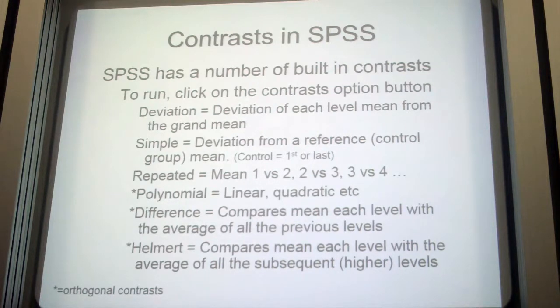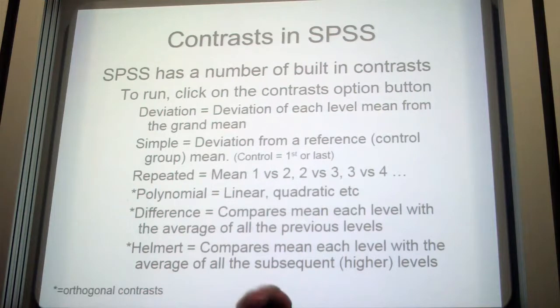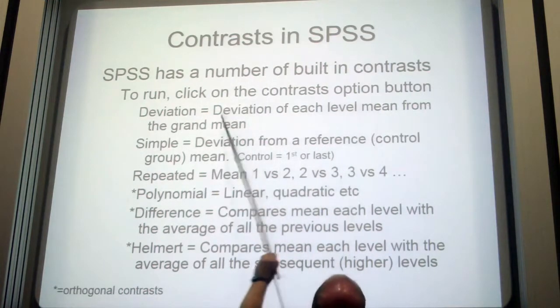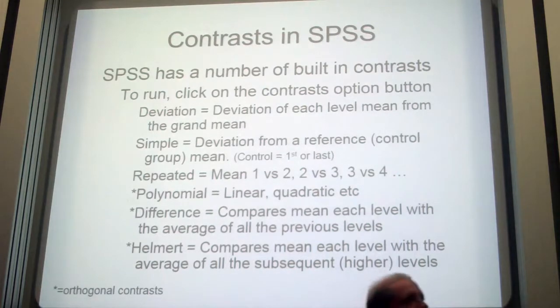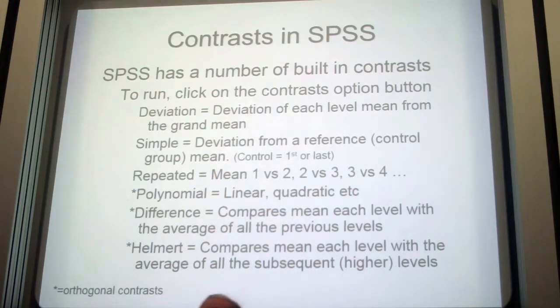There's repeated, where it compares the mean of group 1 with group 2, with group 3, with group 4, and so on, all the way along. These ones are not orthogonal. Here you've got a dependency on the grand mean, so you're using that value more than once. The simple deviation is always compared to the control level, so they're not truly orthogonal. You can still do them and interpret the outputs, but you need to be a little more cautious. The polynomial one is the one that it does by default.